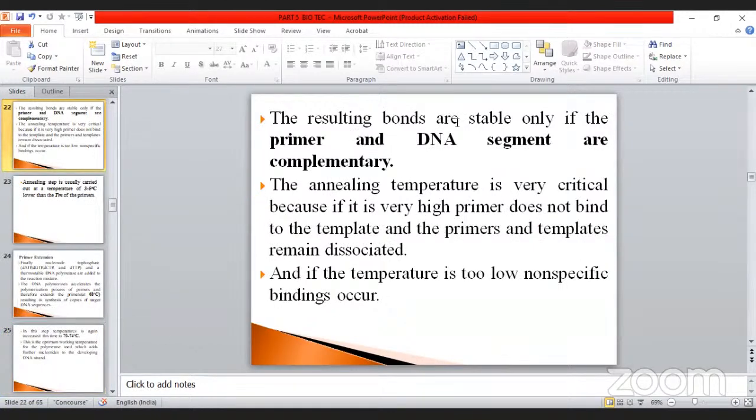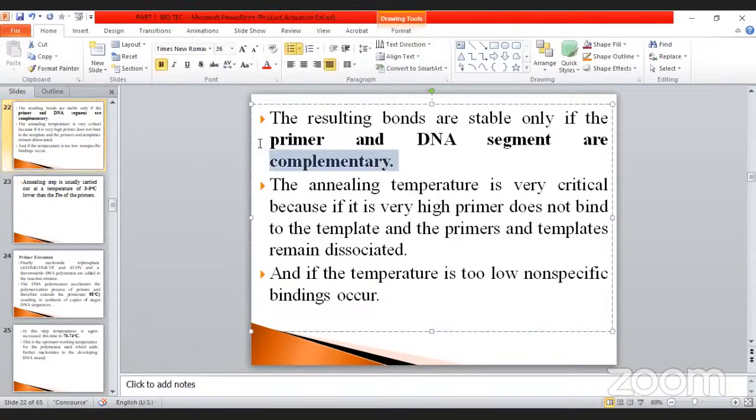The resulting bonds are stable only if the primer and the DNA segments are complementary. This is the important point. Then only will the reaction continue. Suppose the primer is not complementary, what happens? Automatically it fails, and the PCR reaction will not continue. Okay, go to the next one.